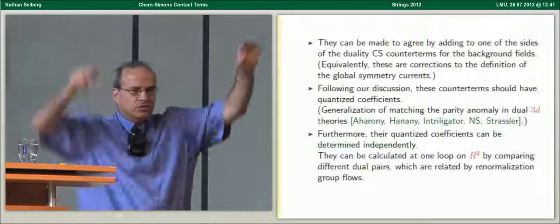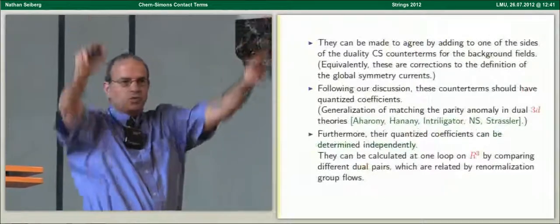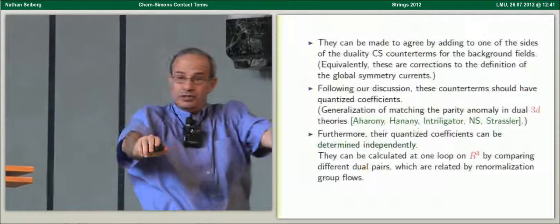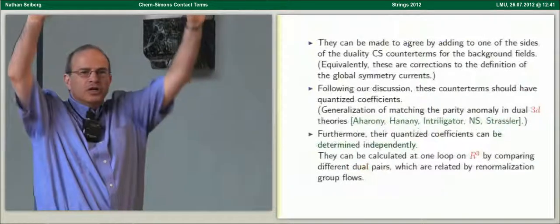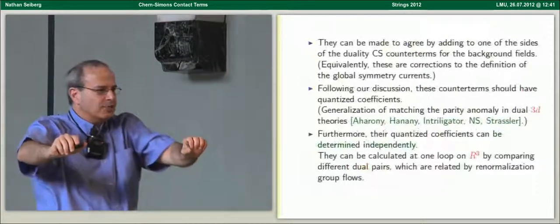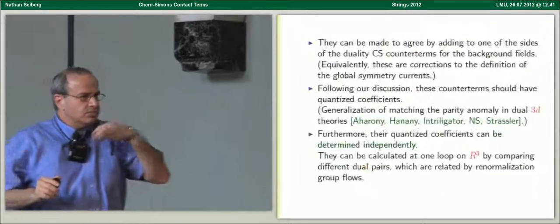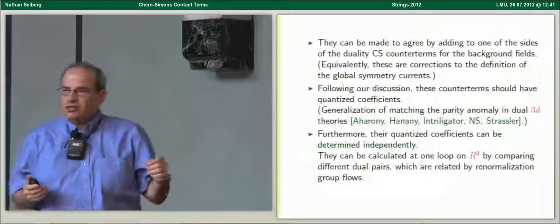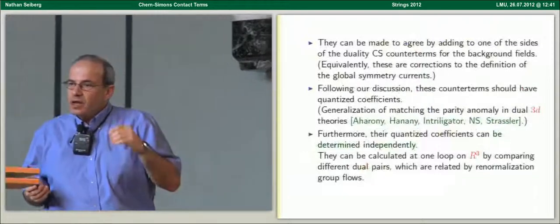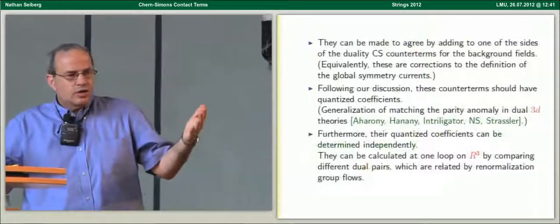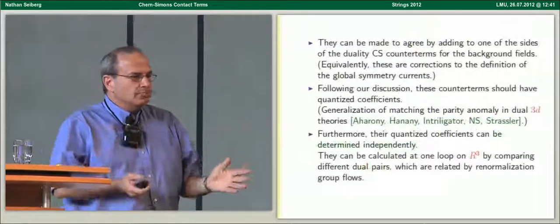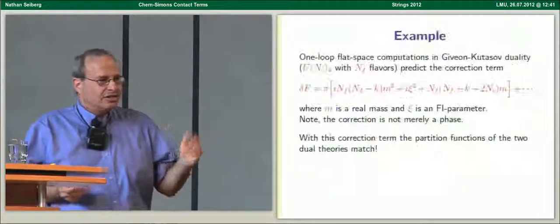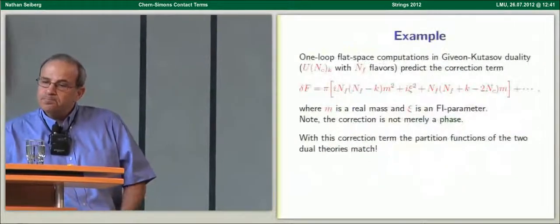We can compute this integer if we have 2 dual theories which flow to 2 other dual theories. Then at one loop, we can compute the accumulated Chern-Simons term. So this is a completely straightforward calculation, a bit reminiscent of the 't Hooft anomaly matching condition. And now we can take all this information and try to compute the correction factor in this partition function.